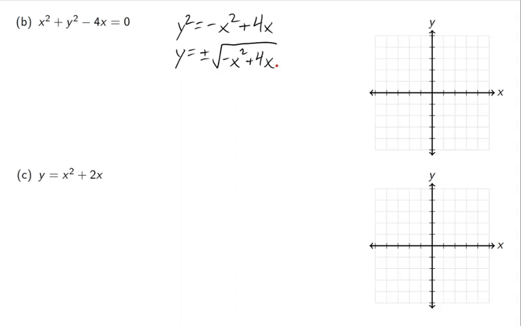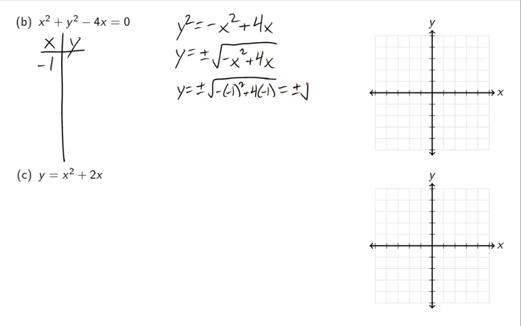We need to put some values in here. Now some of these might not even work. We've got to think about this being a square root. Let's just try negative 1. So if I do negative 1, y equals plus or minus the square root of negative negative 1 squared plus 4 times negative 1, that's plus or minus the square root of negative 5. Now we can write that with an i, but i's don't get graphed. I's are imaginary numbers, they're not real numbers, and the plane is made up of real ordered pairs. So there's nothing here.